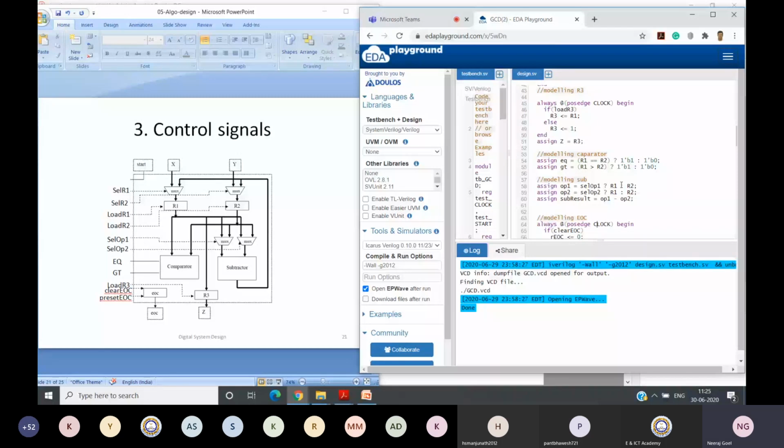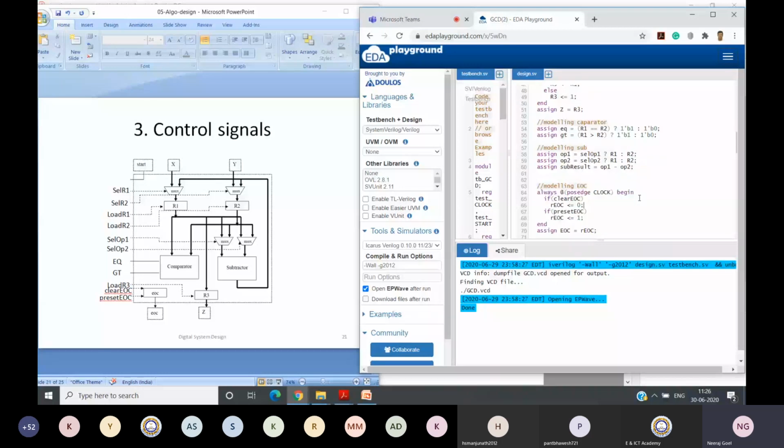Now EOC is also designed like a register, so that's why there is an always at posedge clock, and we decide that if it is clear EOC, then EOC is assigned as 0. If it is preset EOC, then we are assigning EOC as 1.